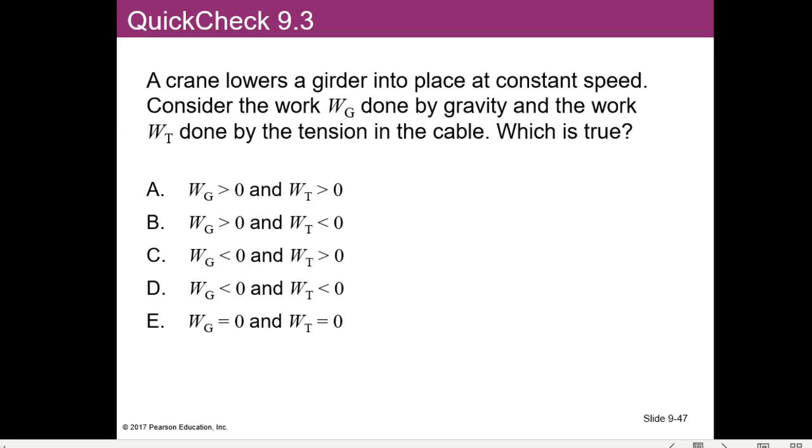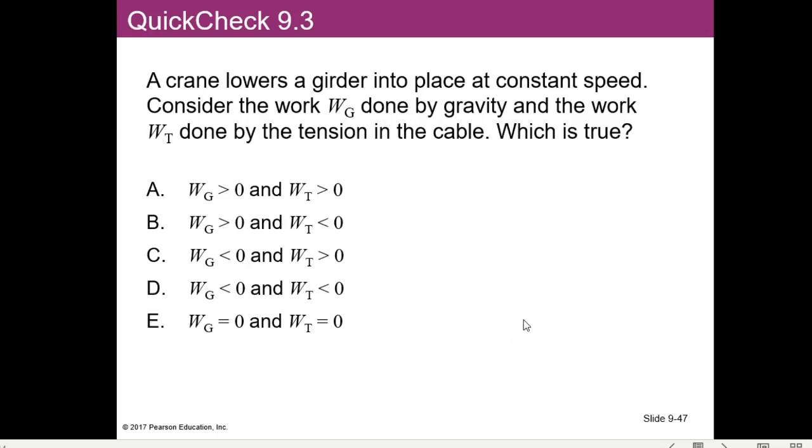Okay, we've got a crane lowering a girder into place at constant speed. We want the work done by gravity and the work done by tension. Well, if we imagine doing a free body diagram of the crane, the work done by tension and the work done by gravity are done by two different forces. Gravity points downwards and the cable tension points upwards. The crane is lowering the girder into place, so notice that the displacement is downwards. Which direction is gravity?